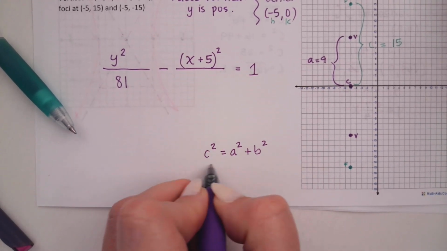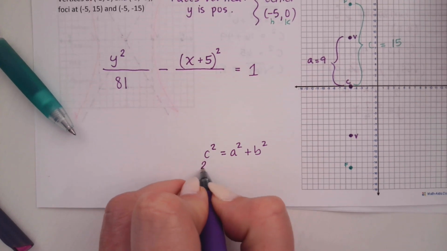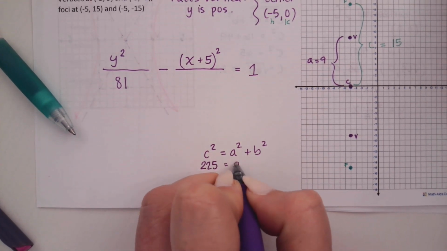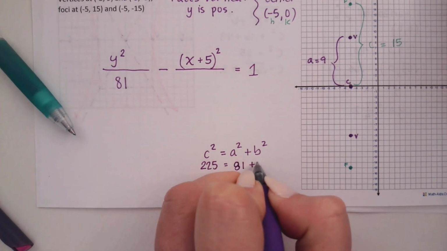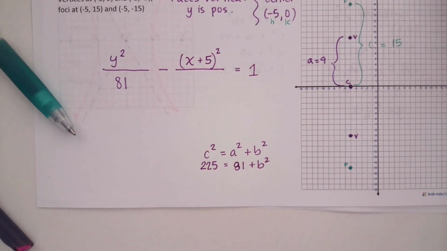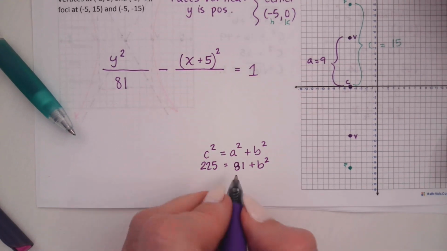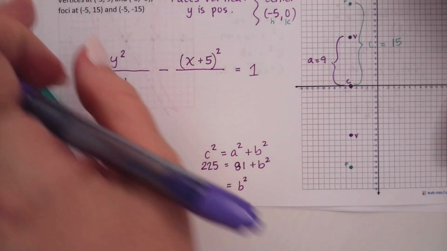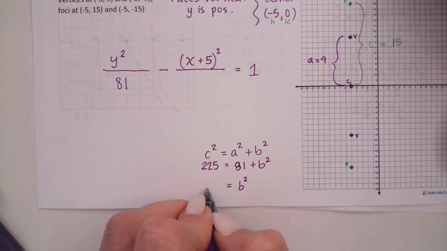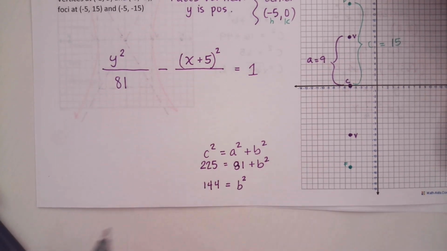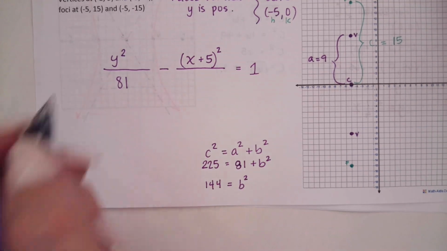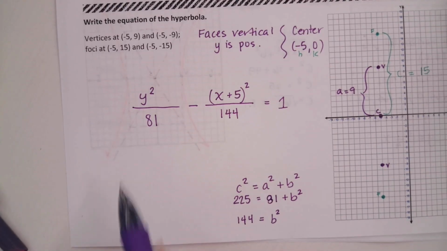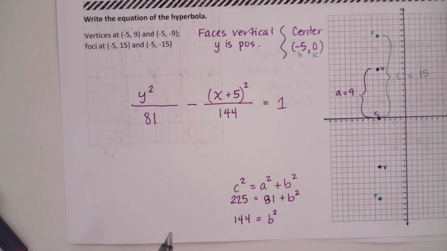So c squared would be 15 squared, which is 225. Your a squared is 81. And you're solving for your b squared, which would be 144. Now, underneath the x term, do I need to write 144 or do I need to write 12? You need to write 144, right. And that's it. We found our two denominators. We found our h, k. Perfect.